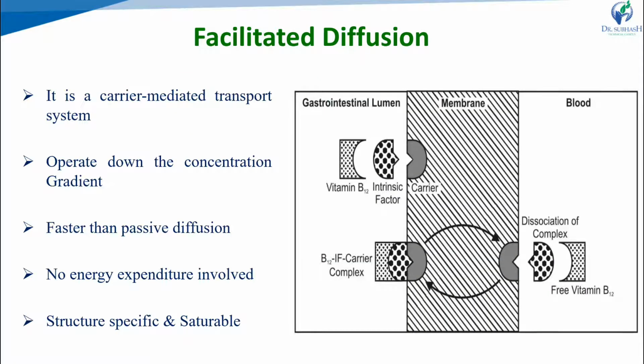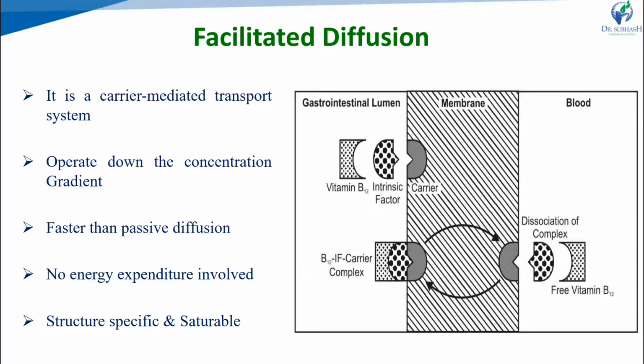The first one is facilitated diffusion. It is a carrier mediated transport. It operates down the concentration gradient, like the passive diffusion we saw previously. But as compared to passive diffusion, facilitated diffusion goes for faster absorption because the drug binds with the carrier. Here also energy is not required, similar to passive diffusion, but it is structure specific and saturable.